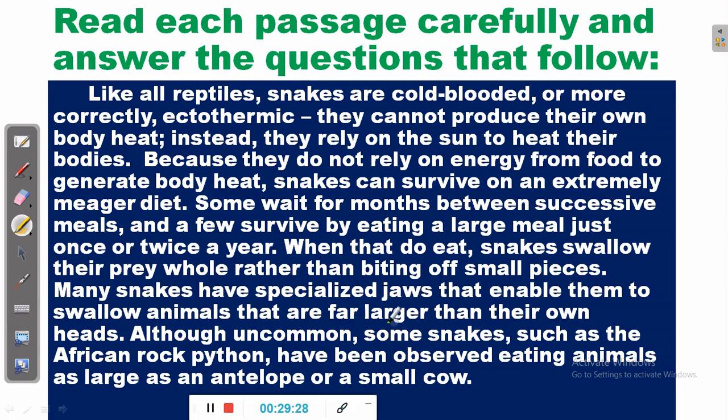Many snakes have specialized jaws that enable them to swallow animals that are far larger than their own heads. Although uncommon, some snakes such as the African rock python have been observed eating animals as large as an antelope or a small cow.